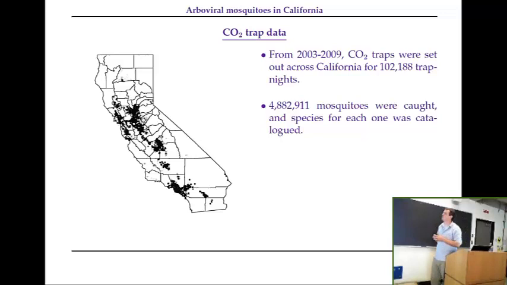We have CO2 traps. And so CO2 traps were set out, pretty much scattered across California from 2003 to 2009, and there were 102,000 trap nights. Again, the mosquitoes I'm talking about in this example are quite a bit more abundant than Aedes aegypti. In those 102,000 trap nights, 4,882,911 mosquitoes were caught. I feel I have to go through that number specifically because somebody then went through the effort of determining the species of every single one of those, which, again, I'm quite happy I didn't have to do.